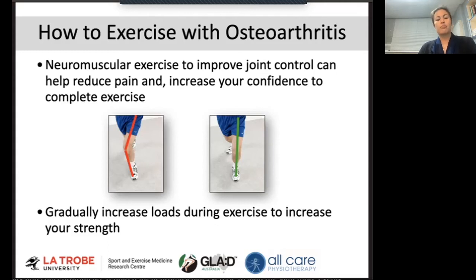A neuromuscular approach to exercise is effective at reducing pain and improving confidence in most people with osteoarthritis, even in people who are about to have a joint replacement. So the evidence for this type of exercise is very good. We can then down the track look at adding load or more weights to increase your strength with your good neuromuscular control with the exercise.